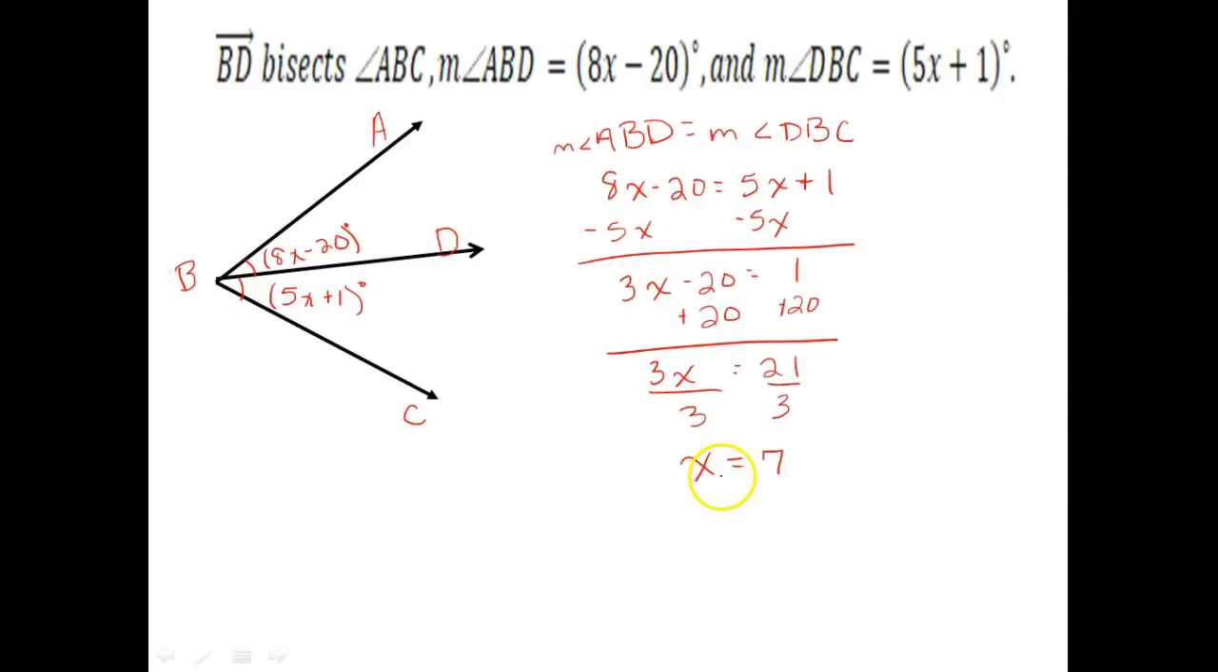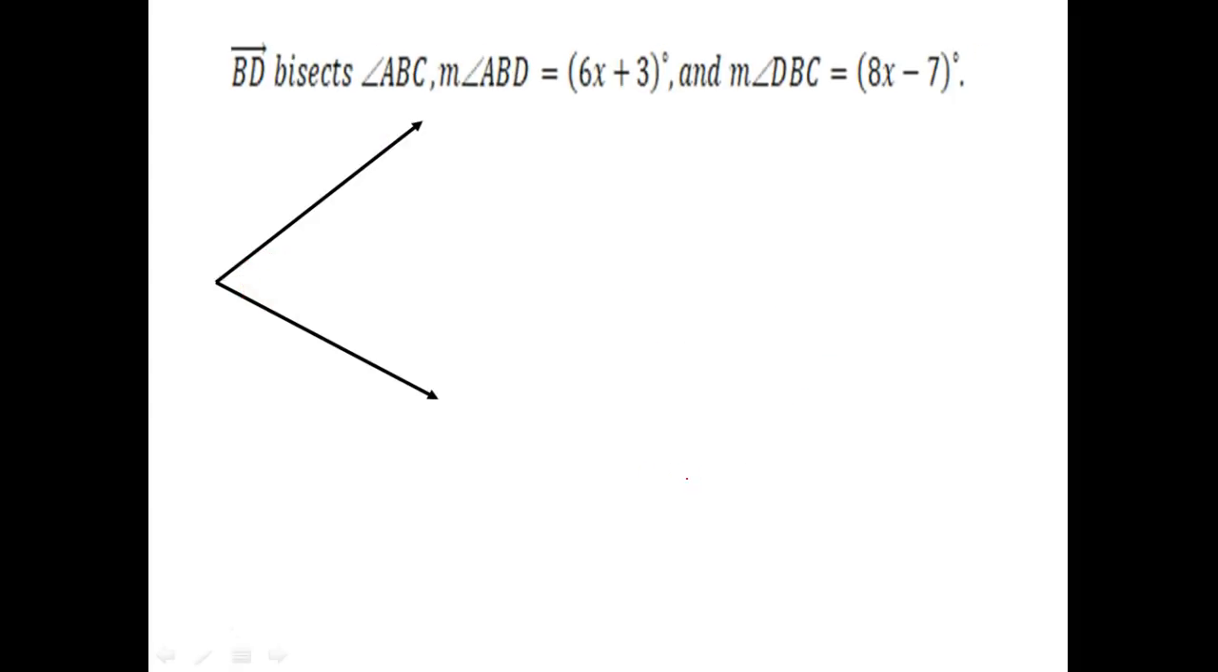So now I have enough information to solve this entire problem, any angle that I want, because I know that x equals 7, right? So just be careful to pay close attention to what they're asking you to find. All right, let's work the next problem. Ray BD bisects angle ABC. Again, I did not label it, so I'm going to go ahead and label A, B, and C. All right, so ray BD bisects, so we draw ray BD, and it bisects that angle.